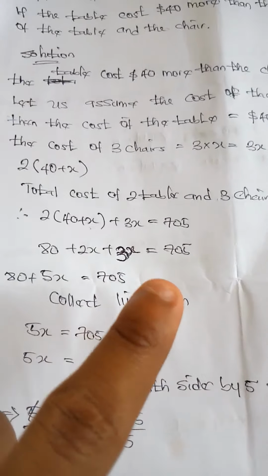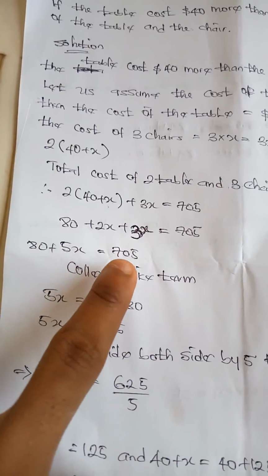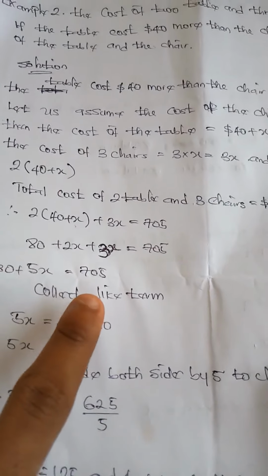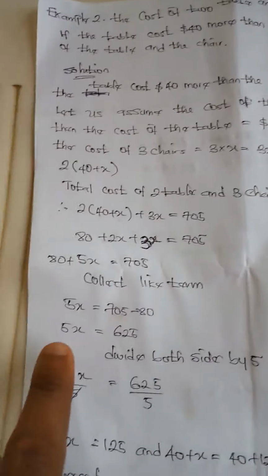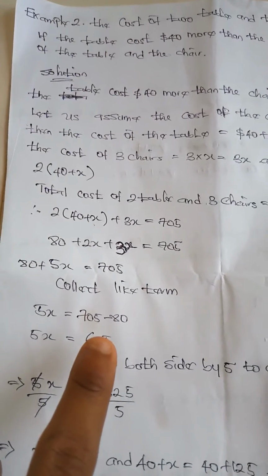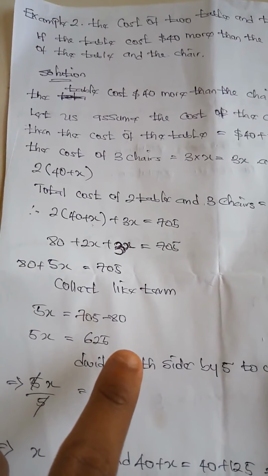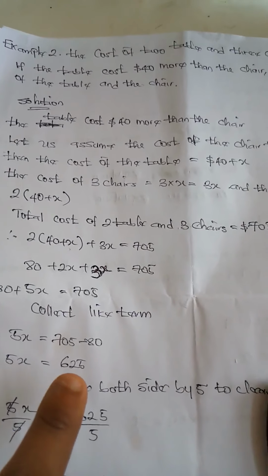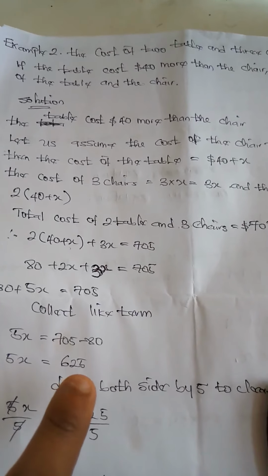So now we have like terms here. 2x plus 3x will give us 5x. Our 80 now, we are still solving. 80 plus 5x is equal to 705. Now collect like terms. 5x is equal to 705 minus 80. And 5x is equal to 625, when 705 minus 80 gives us 625.